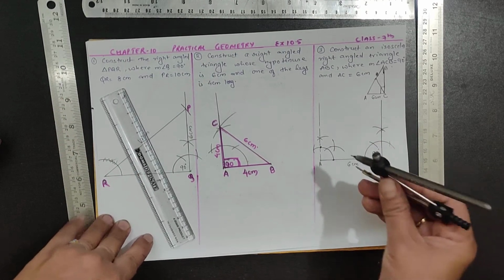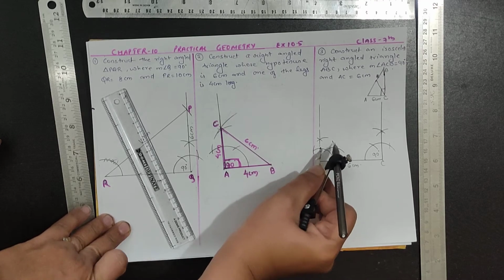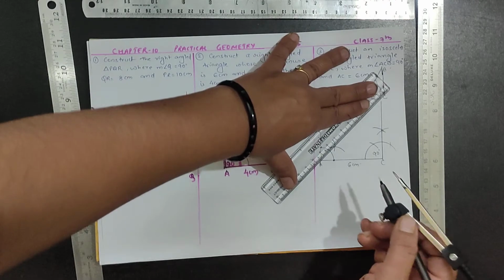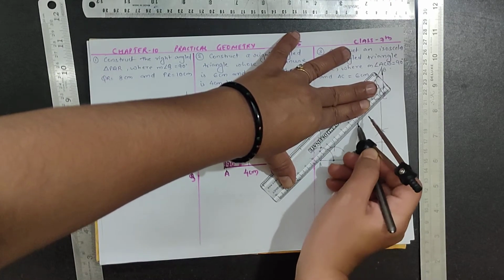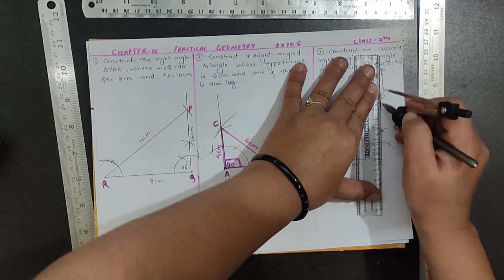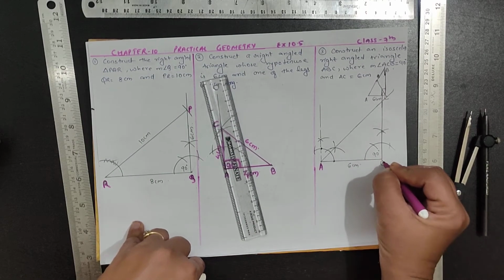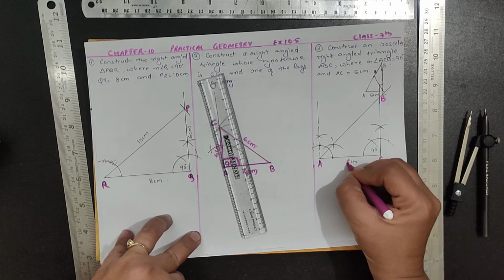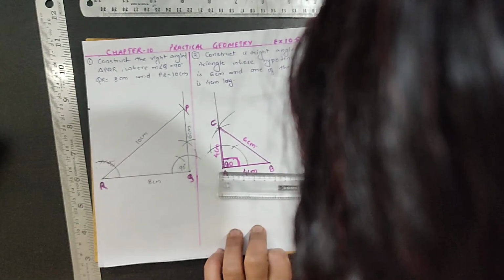Put the pointer here first. Cut an arc like this and the next pointer on this point and cut an arc like this. This will be your 45 degree. Extend this line wherever it can go and the last point will be your B like this. It is A, it is C, then it will be B. Now this is 6 centimeter, just C, and this is 45 degree.